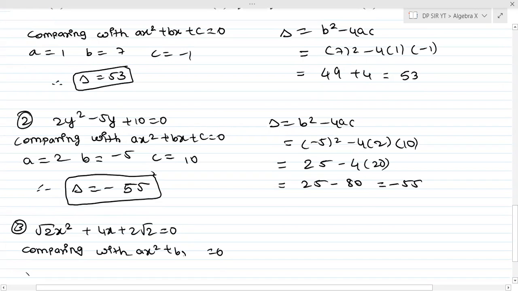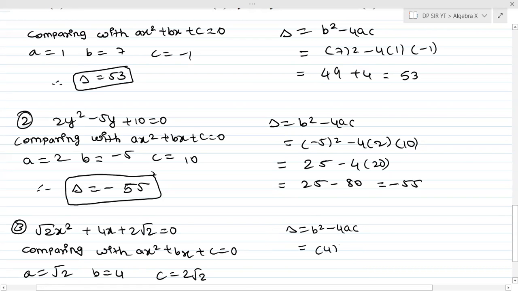So you will get the values of a, b, c. So a is equal to root 2, b is equal to 4, and c is equal to 2 root 2. Now finding the value of delta. Delta is equal to b square minus 4ac, which is equal to 4 square minus 4ac.